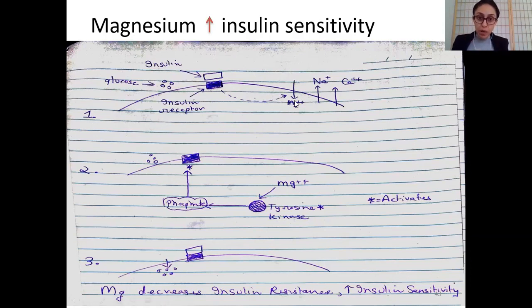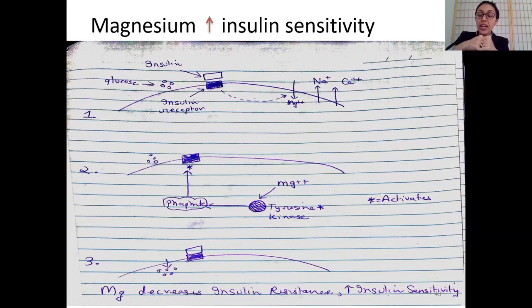And then when magnesium comes into the cell, what happens? Now this is important. Magnesium activates an enzyme called tyrosine kinase. Tyrosine kinase then further activates phosphate. Now this phosphate makes the insulin receptor complex much stronger.